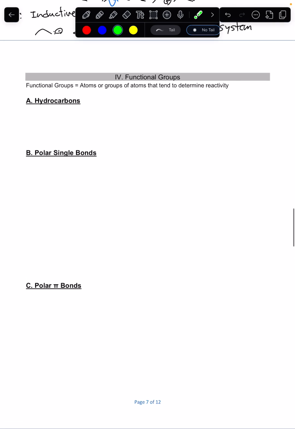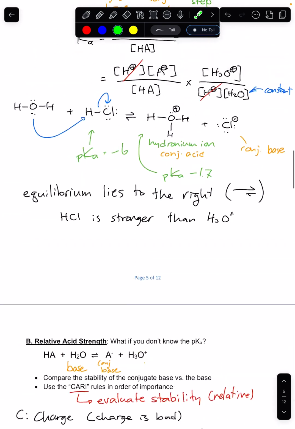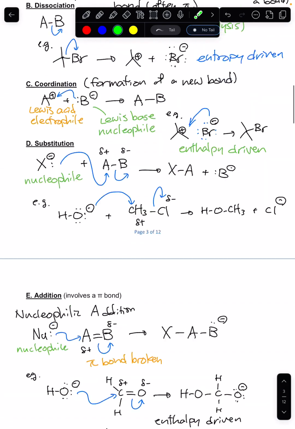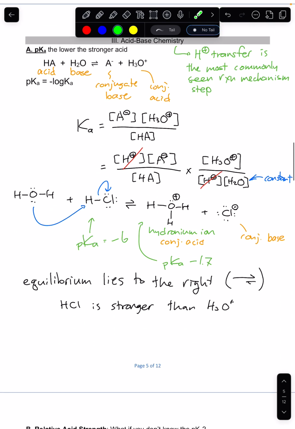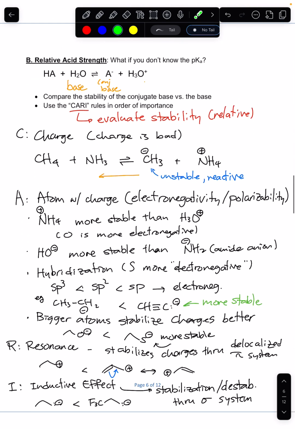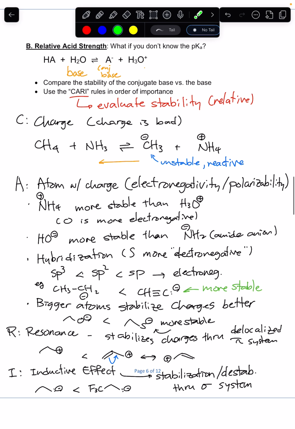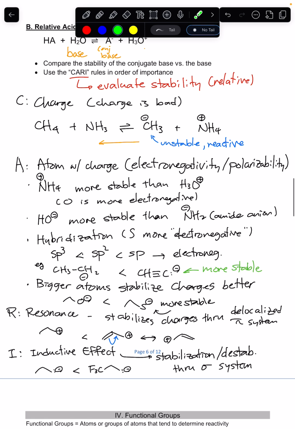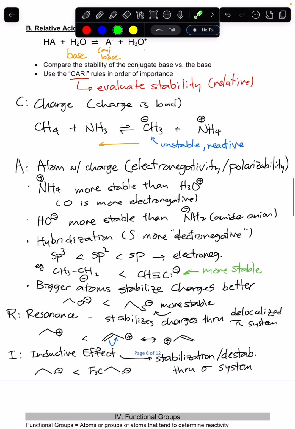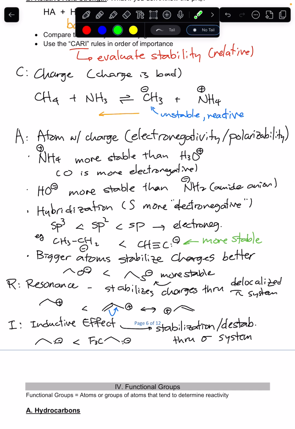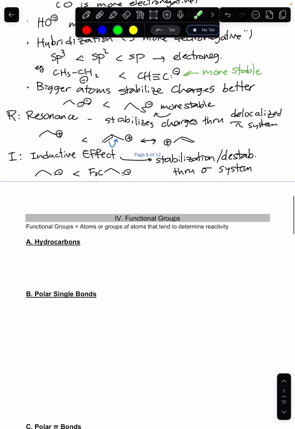So we finished talking about different types of reaction mechanisms you might see, whether it's dissociation, coordination, substitution, addition, or acid-base type of a reaction. And in that case, how do you know which way the reaction might go, which species is more stable? Well, the reaction equation would lean toward the side that has a more stable species. So you can tell that by applying the carry rules, right?